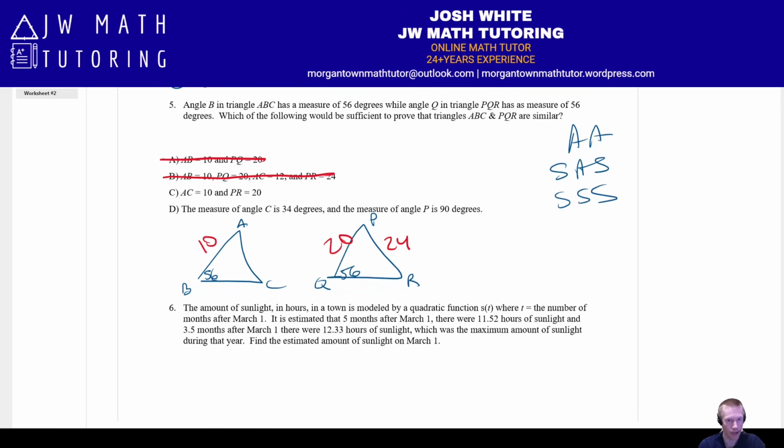Okay, now you can probably already recognize that it's not going to be C because, again, we only have one pair of sides here, and that's just not enough. So the correct answer is going to be D.